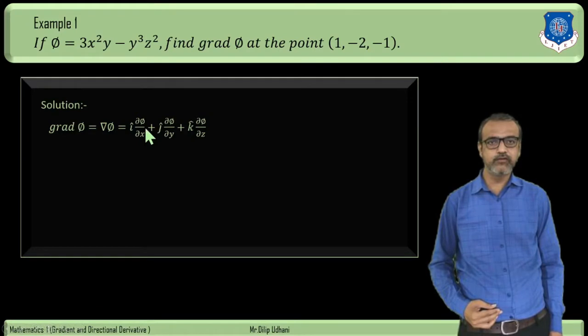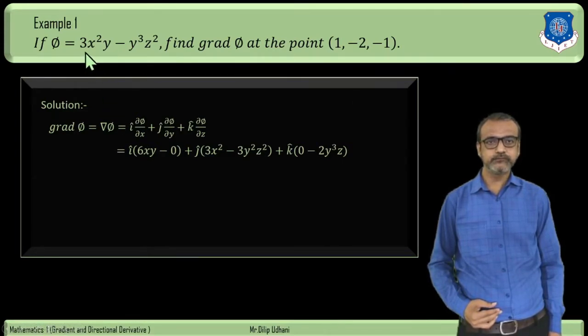So first of all, we will find del f by del x, then del f by del y, and then del f by del z. And then we will replace x by 1, y by minus 2 and z by minus 1. So i cap will be as it is. Now we have to find the partial derivative of phi with respect to x. So we will keep y and z constant. So derivative of x square is 2x. 2x into 3 into y, that is 6xy, because y is also constant. Then y cube z square is constant, so definitely its derivative will be 0.